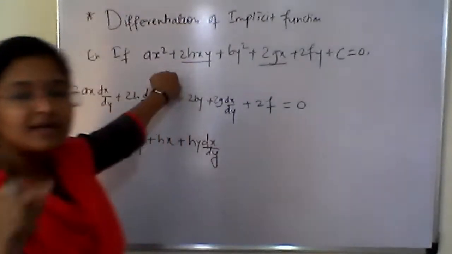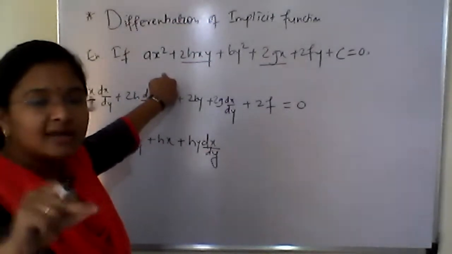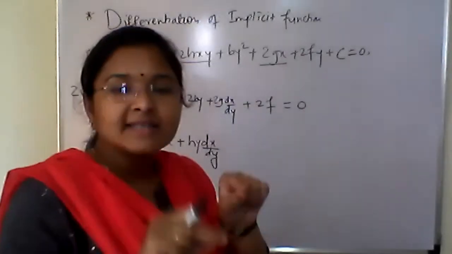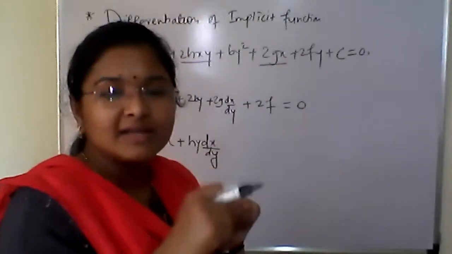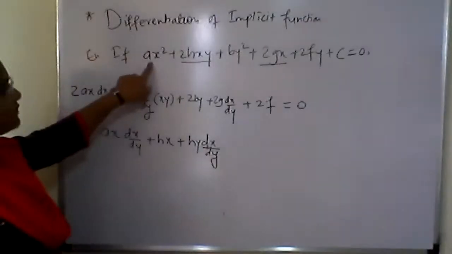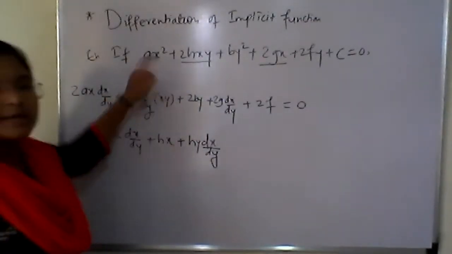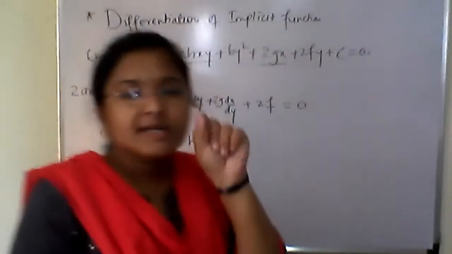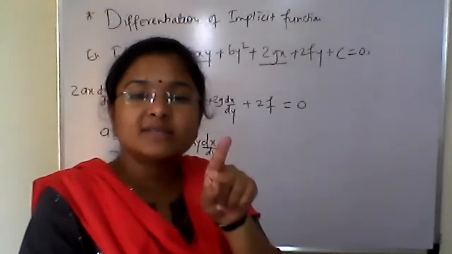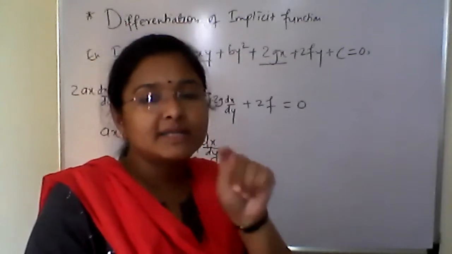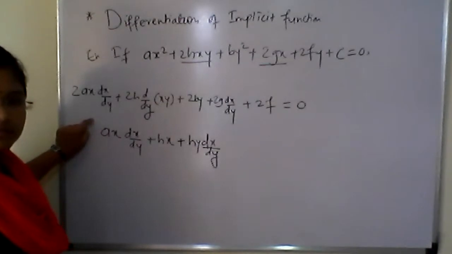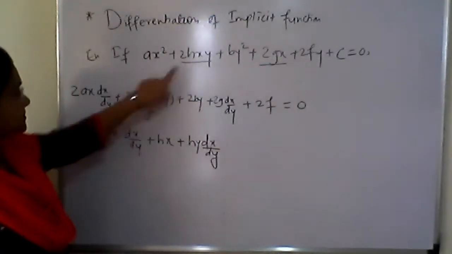So our variable is y now. So we'll take x as a function of y. Here we'll consider x is a function of y. So in the first step, the first term is ax square. Its derivative will be twice ax, and since we are considering x a function of y, it will be dx by dy. Getting this? Yes, ma'am.